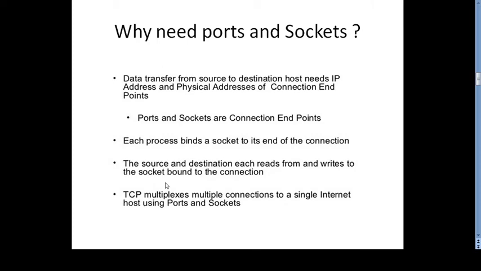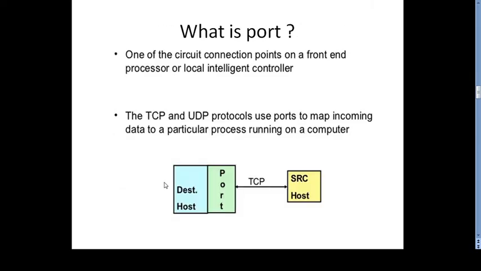That is nothing but the port and sockets. That is very important while dealing with multiple processes or multiple web pages simultaneously, at the same time. So what is meant by port? One circuit connection point, front end processor or local intelligent controller. TCP and UDP protocols use the port to map incoming data to a particular process running on a computer. So port number is basically used to identify the particular process running on a computer.